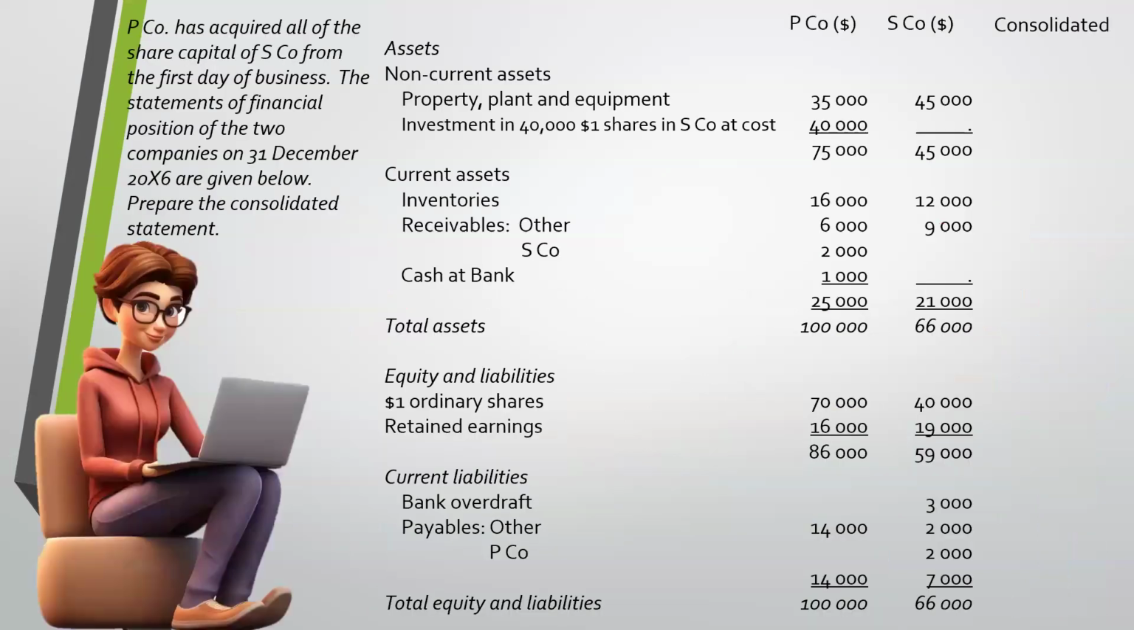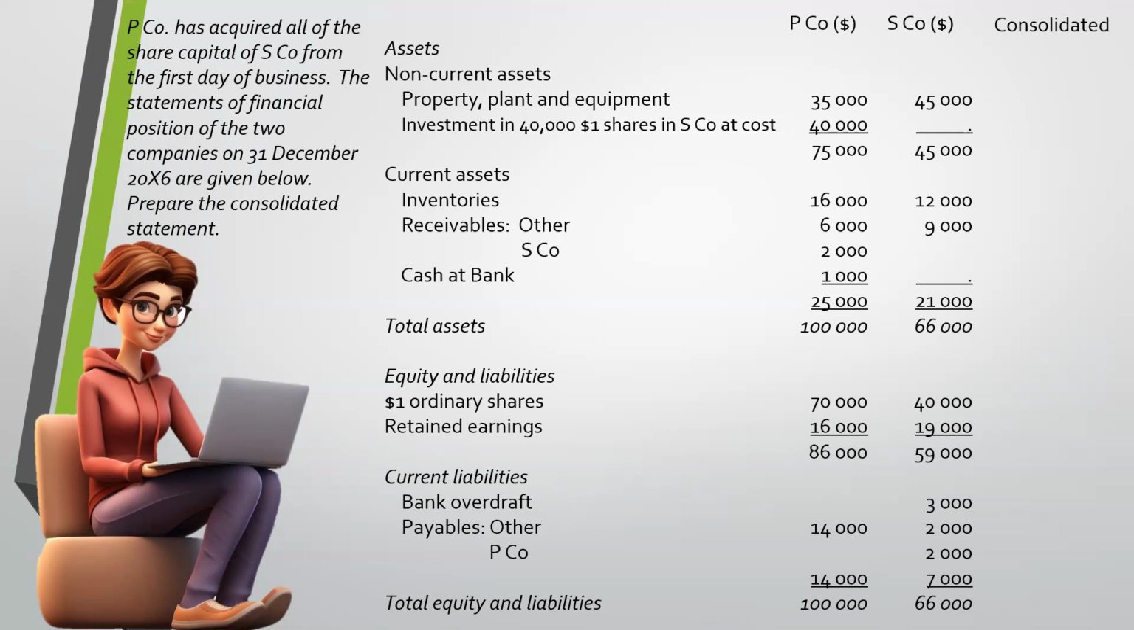Now, let's look at the example taken from the revision kit. Pico has bought all the shares of ESCO since its establishment. The statement of financial position as at 31st of December is shown on the left. Create a consolidated statement of financial position. We continue with a simple logic, cancelling out items which appear as an asset in one company and a liability in the other.